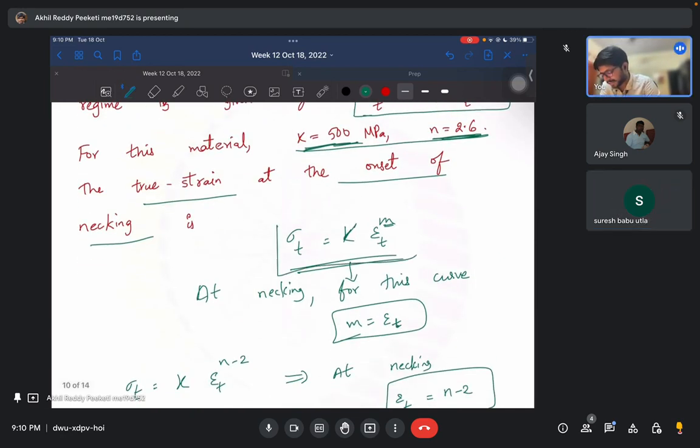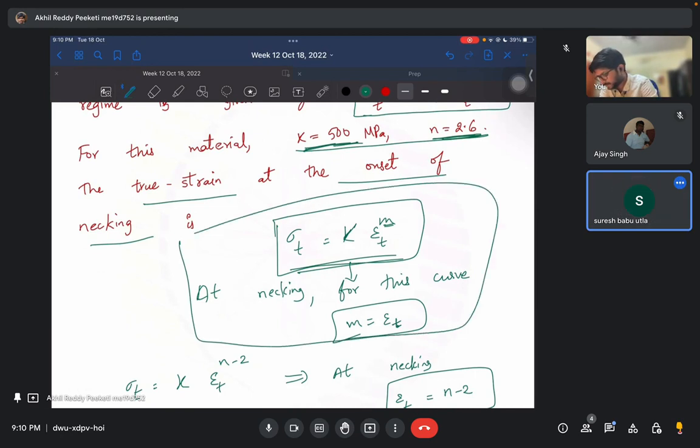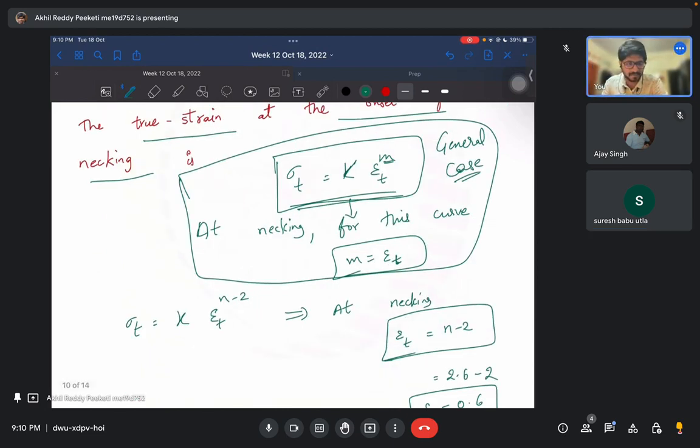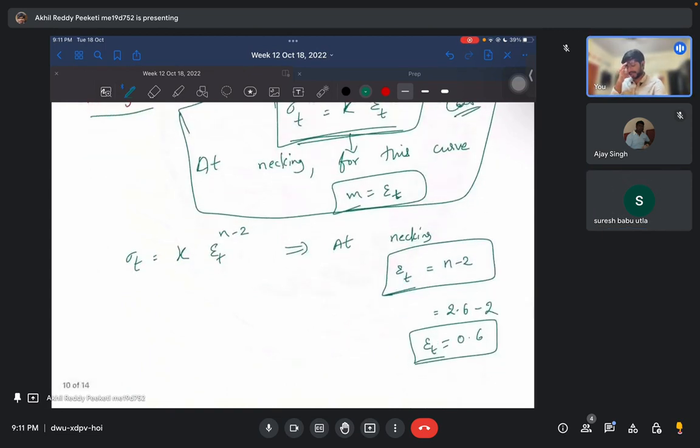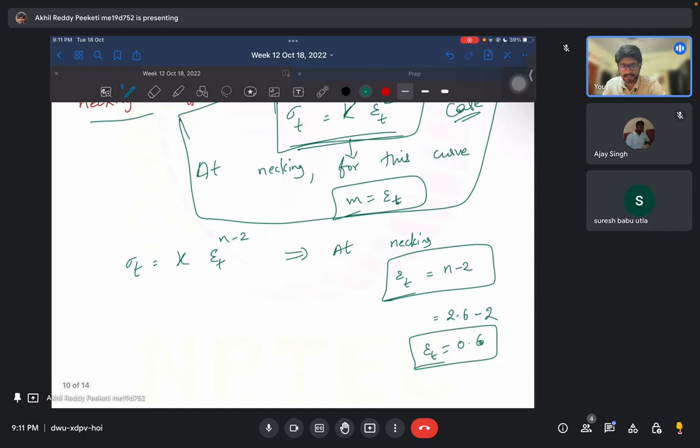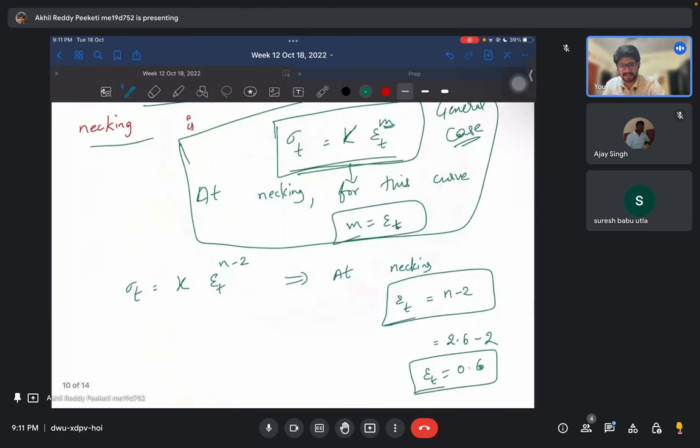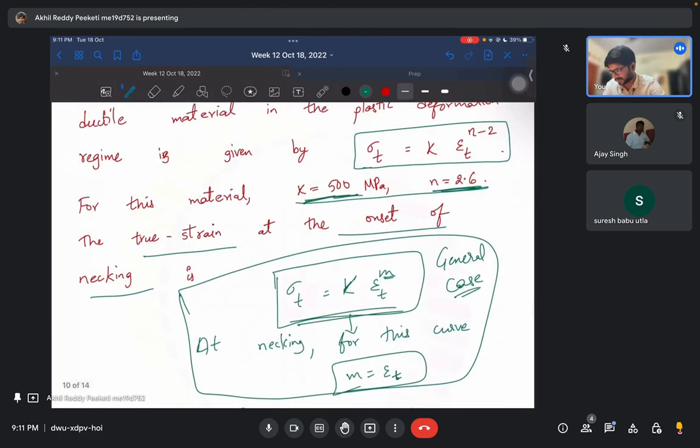So this is the general case. But in this question, they have given a specific form, N minus 2. For some reason, they chose that kind of form. So in that case, what is the true strain at necking they are asking? So be careful, this is the true stress and true strain. These are not engineering stress and engineering strain. If they ask engineering stress and engineering strain, you need to convert them. In one week, we actually discussed that, so you can refer back to that.